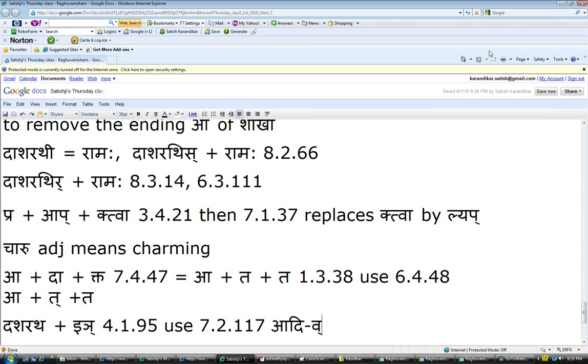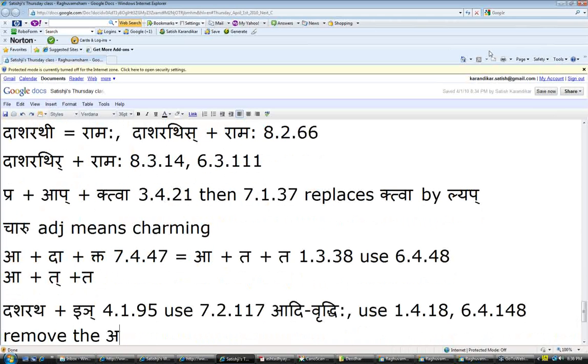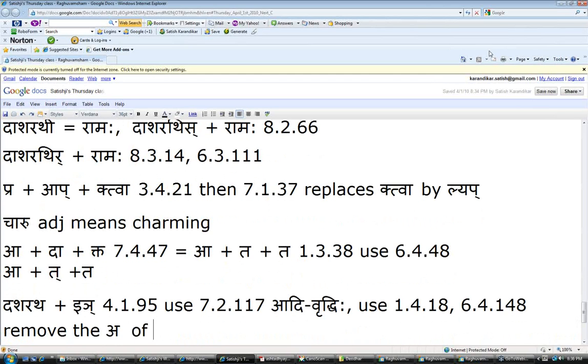And then following that, we had to go through the same steps that we did when we did the Shakhin, and then use the yachibham 1.4.18, and then come to the bhasyadhikaraha, which is 6.4.148. Use yasyeti cha to remove the a of Ratha, that's the ending of Ratha. Then we get the form Dasharathihi.